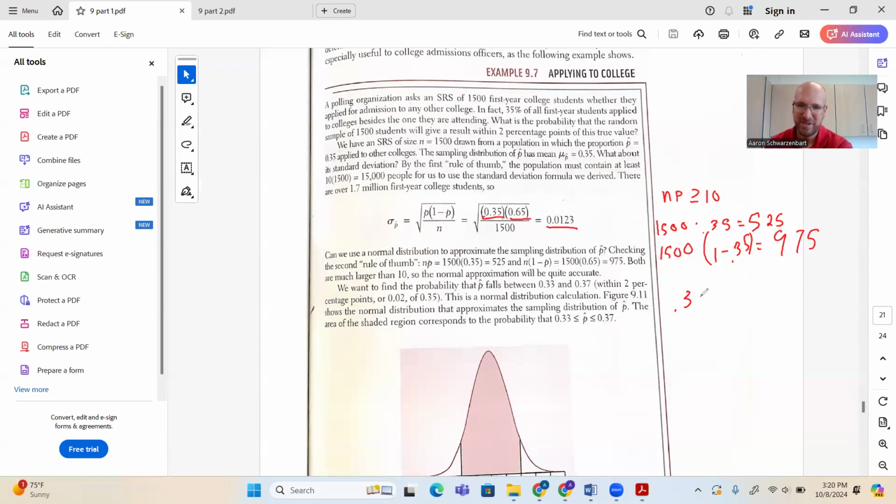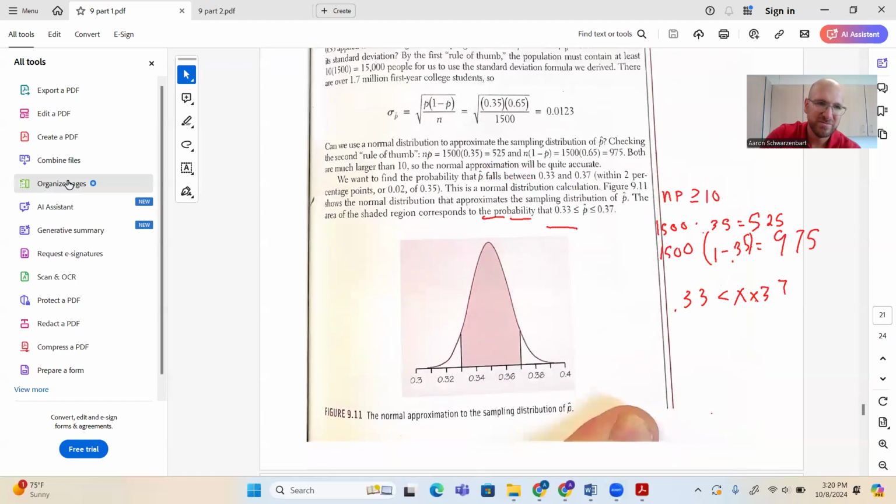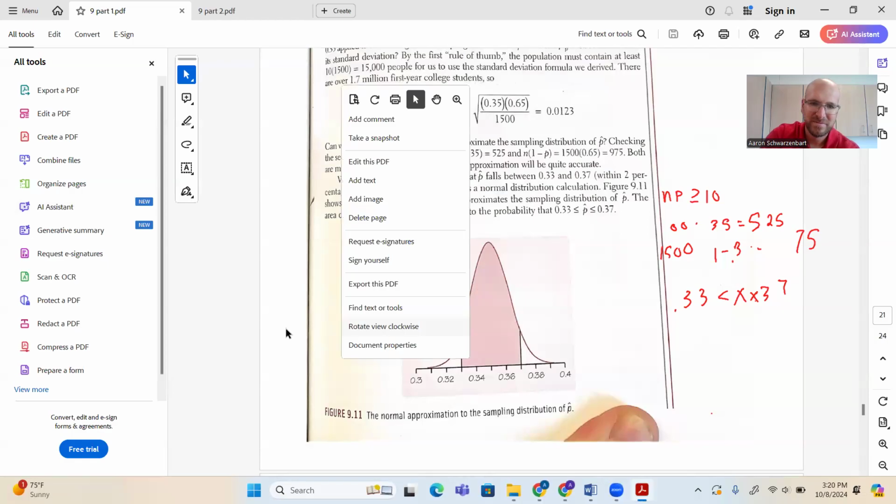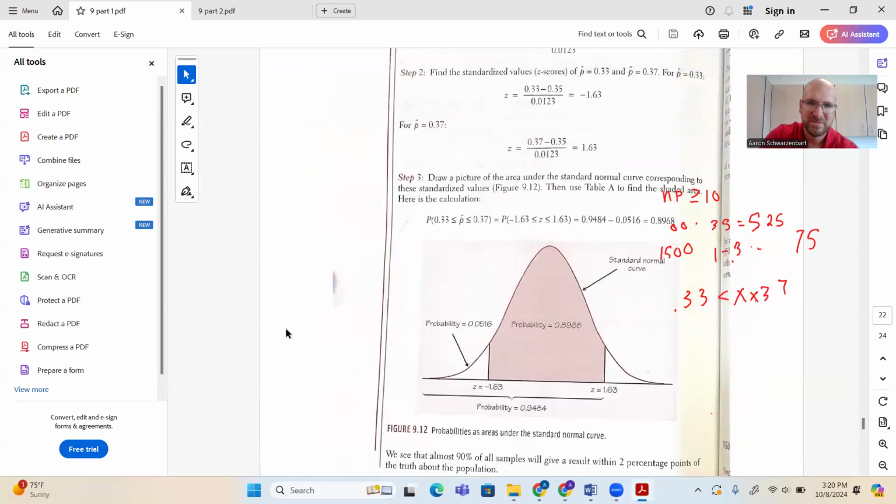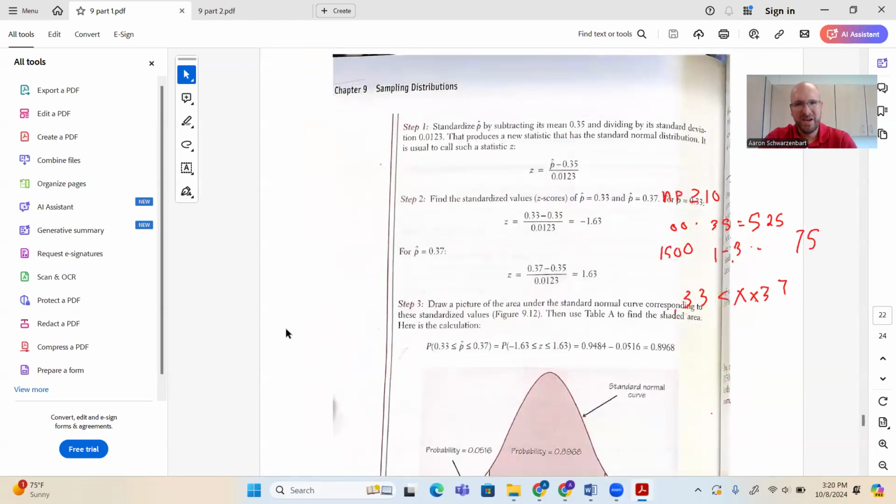So that's between 0.33 and 0.37. So we're looking for something that falls in what's shown in the area of our shaded region. Okay. So now, step 1, standardize p hat.